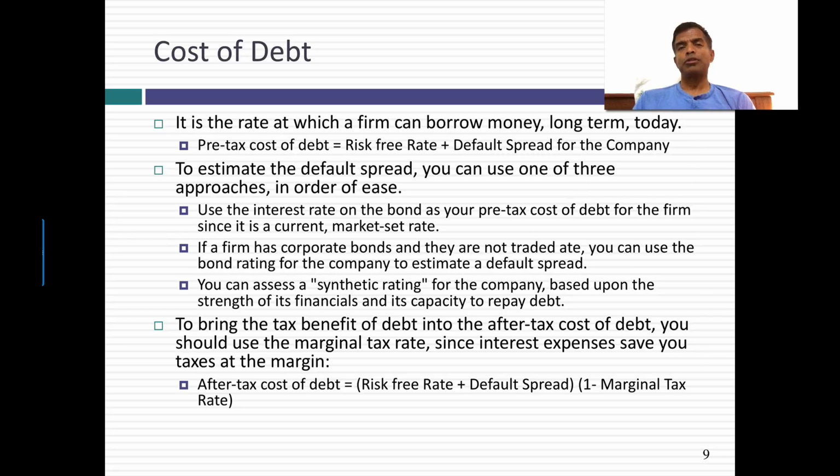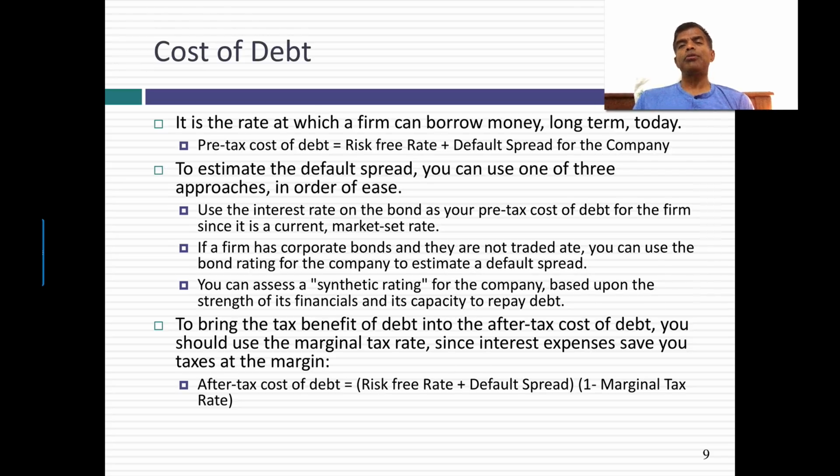Let's talk about the cost of debt. Remember how I described it? It's a rate at which you can borrow money long term today. It's not the rate at which you borrowed money 2 years ago, 5 years ago, 10 years ago. It's not your historical cost of debt. And actually, I'm going to argue that the way I've defined it makes your life easier, and here's why. To get the cost of debt for a company, you don't need to know its history. You don't even need to know what's in its books.